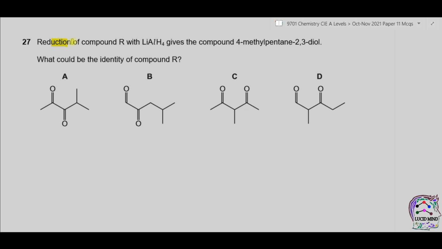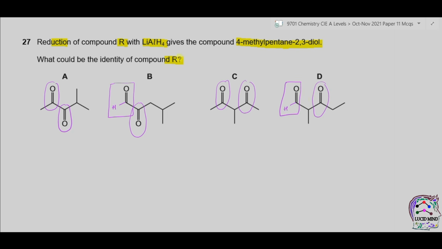Question 27. Reduction of compound R with lithium aluminum hydride gives the compound 4-methyl-pentane-2,3-diol. What could be the identity of compound R? In compound R, we can see we have ketone functional groups, aldehyde functional group, ketone functional group, again ketone functional group, aldehyde, and ketone.